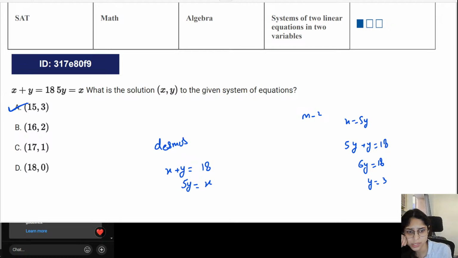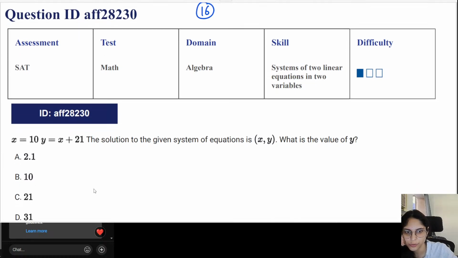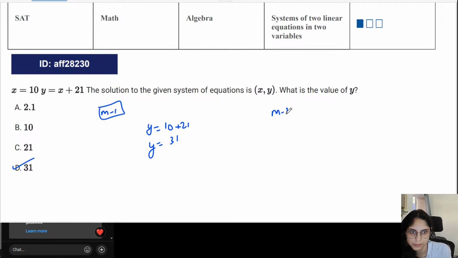Next one is question number 16. Here x is directly given to you as 10. You have to find the value of y. Y is 10 plus 21, that is 31. So no need to go to Desmos as well for this one. That will take much more time. Mental math is what I prefer. But those who want to use Desmos for everything, they can do it.